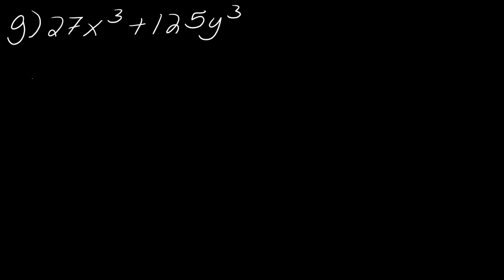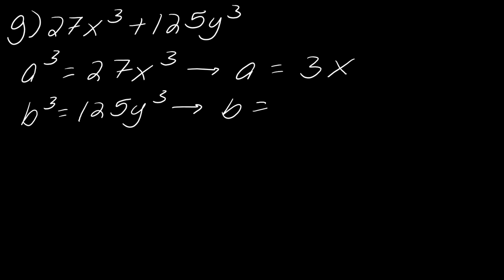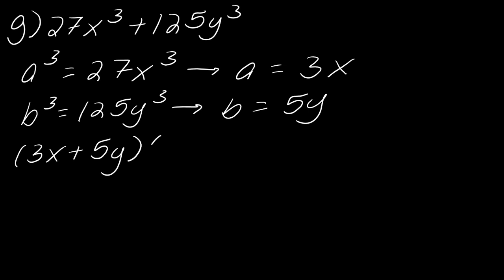So in my a cubed spot, I have 27x cubed. So what will my a be? Well, the number part will be 3 and the letter part will be x. And then in the b cubed spot, I have 125y cubed. So my b will be 5y. Okay, so now I can factor this as 3x plus 5y.